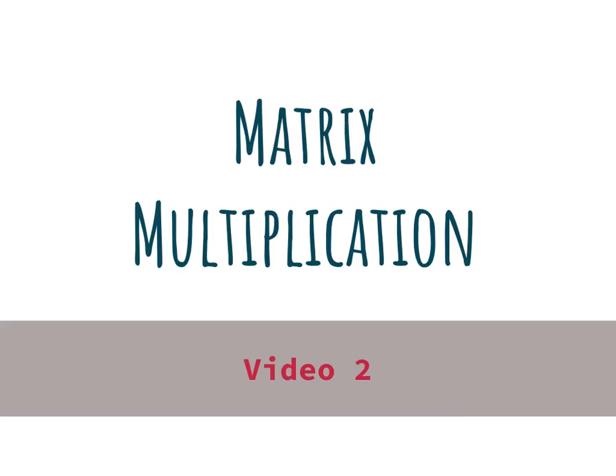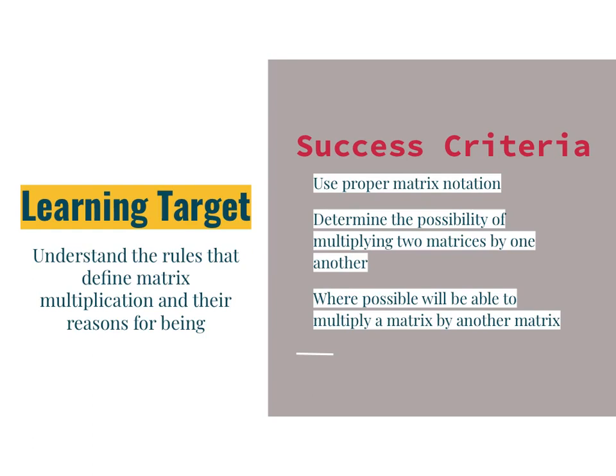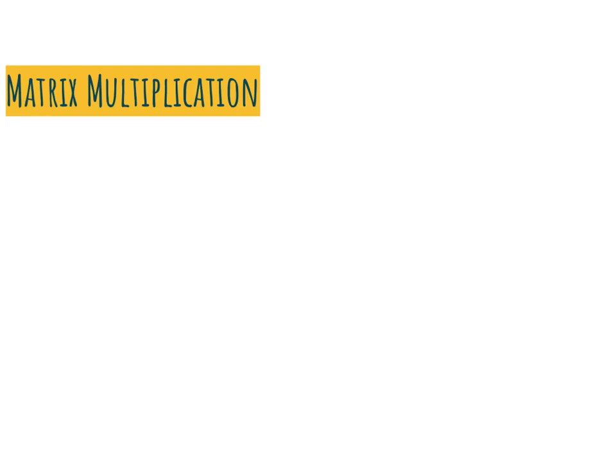Welcome back for video number 2 on matrix multiplication. We're going to continue with our same learning target of understanding the rules that determine matrix multiplication and their reasons for being. To be successful, we're going to continue using that proper matrix notation. We're going to determine if matrices can be multiplied together, and if they can, what is that new matrix?